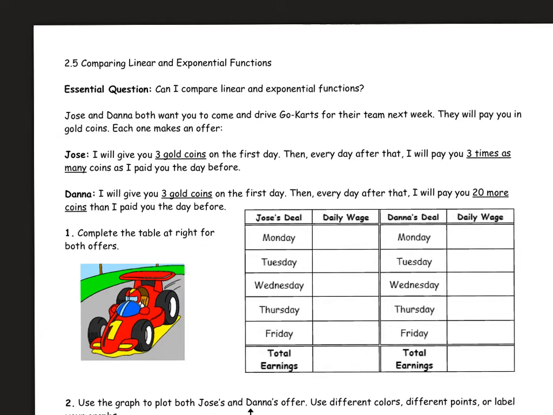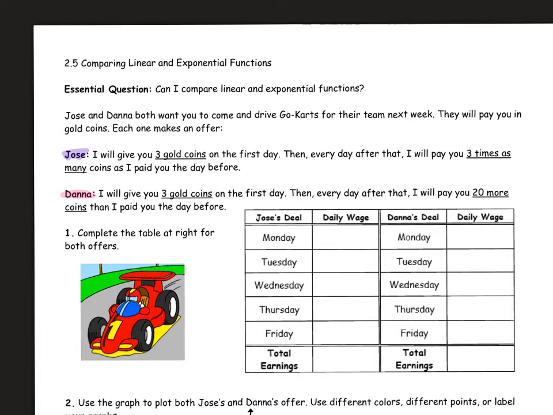So since we have 2 separate situations, I'm going to do Jose's in purple and Donna's in pink. So everything I write down in purple will be for Jose. Everything that's in pink will be about Donna. So the number 1 says complete the table at the right for both offers.